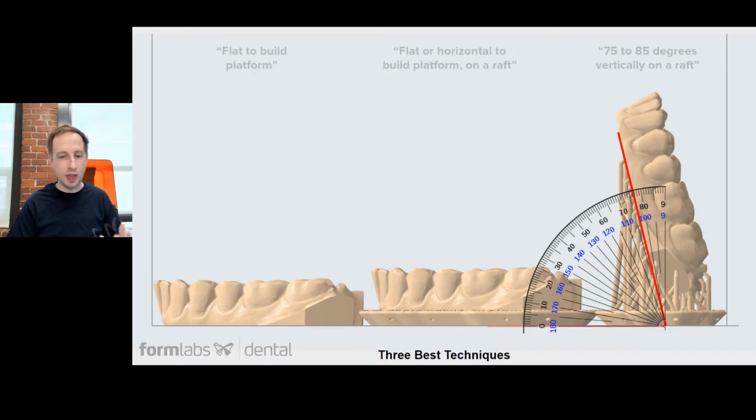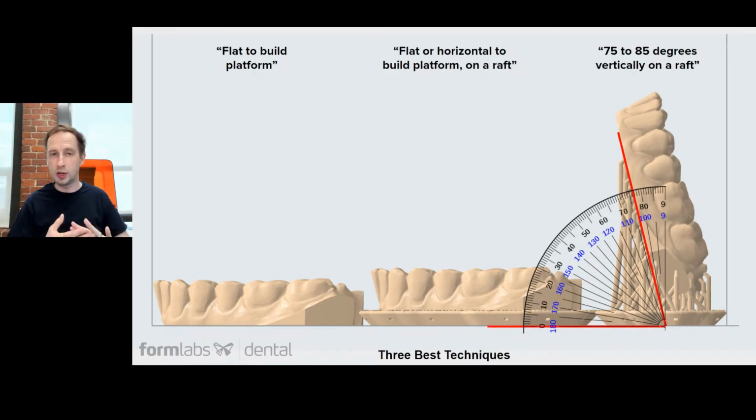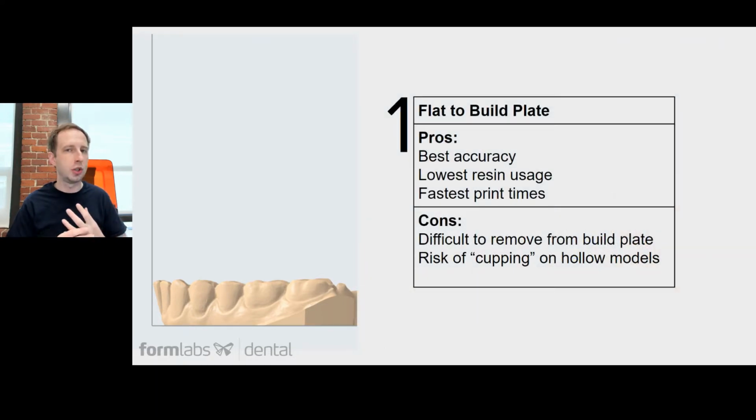Okay, with that being said, there are three best techniques for diagnostic orthodontic models and general models on the Form 3: flat to the build platform, flat or horizontal to the build platform but on a raft, and then vertically at 75 to 85 degrees-ish. And there are pros and cons to all three, and really reasons to use all three. That's why we're including three.